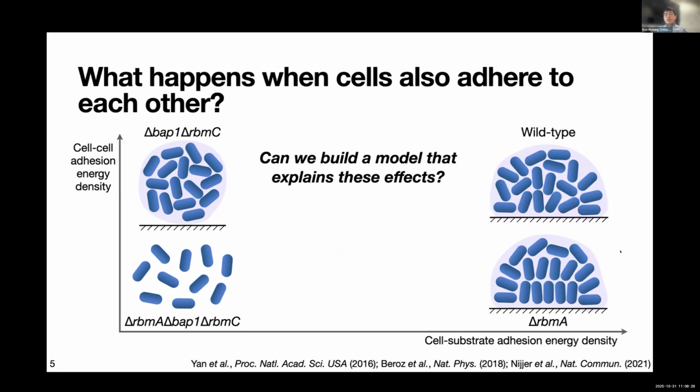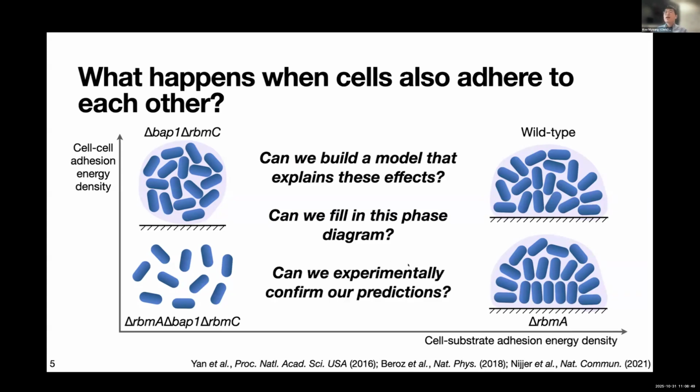So the questions that we have been focusing on in this work is, can we build a theoretical model that explains these effects? Can we fill in the rest of this phase diagram? We know what happens in these extreme scenarios, but as we modulate the strengths of cell-cell and cell-substrate adhesion, can we see how the morphology of the biofilm changes? And can we then turn back to experiment and experimentally confirm the predictions from this model?